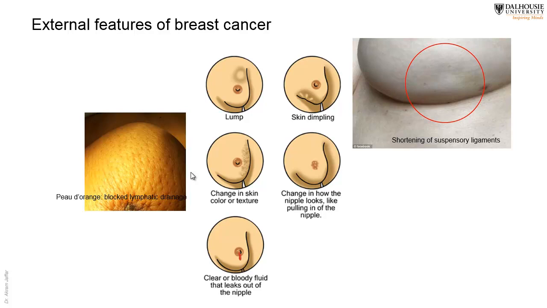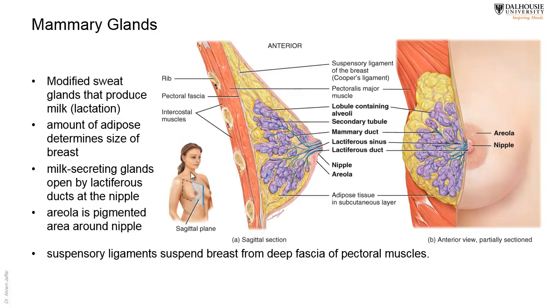In old age, because of the increase and decrease in the size of the breast during lactation and multiple pregnancies, these suspensory ligaments will become lax, and so it will cause sagging of the breasts. So these suspensory ligaments have a lot of functions.